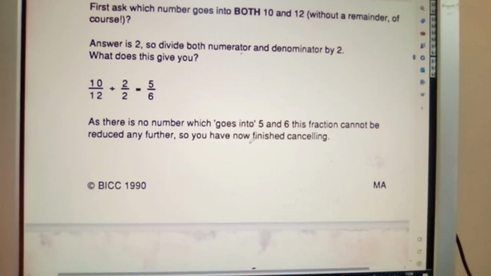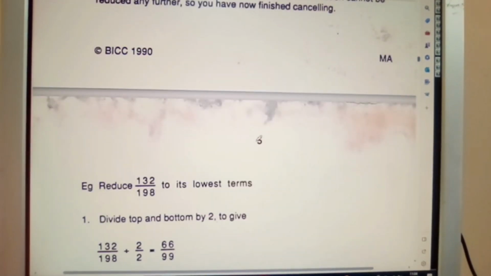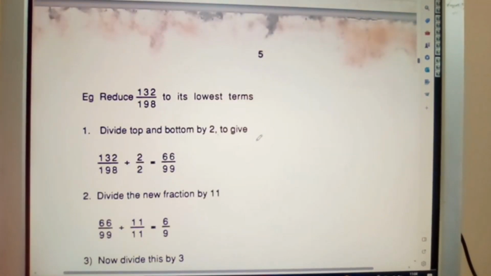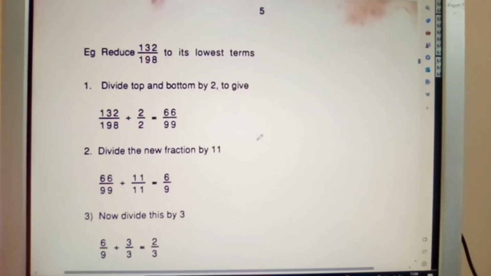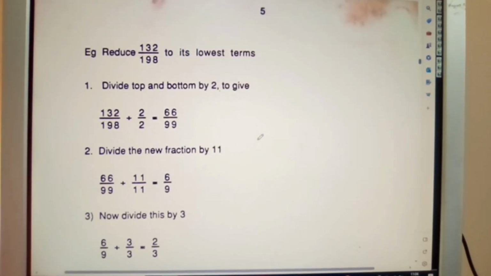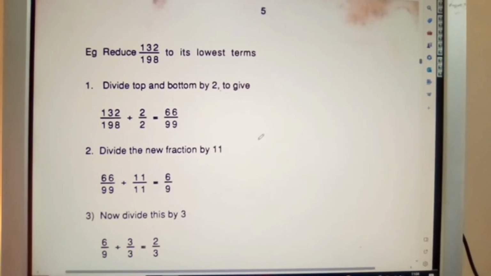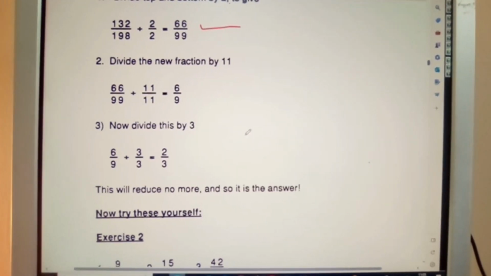So you'll be dividing by 2 there. Now you don't need me to do anything more on that point. Again here, they're showing you to divide top and bottom by 2. And you need to be sure that you write these out for yourself. Get them done.